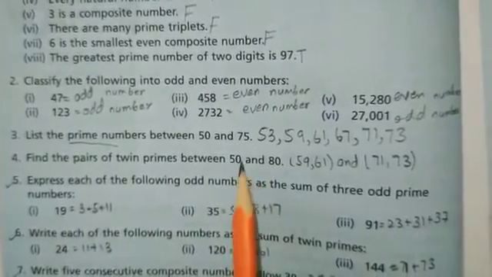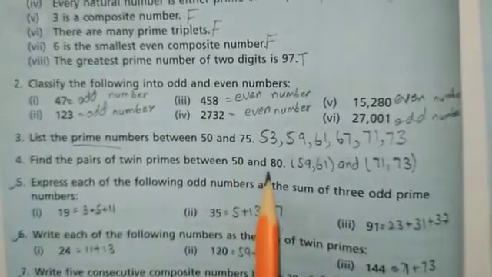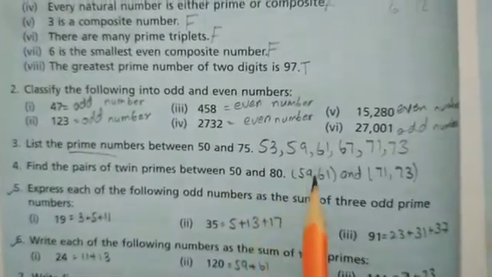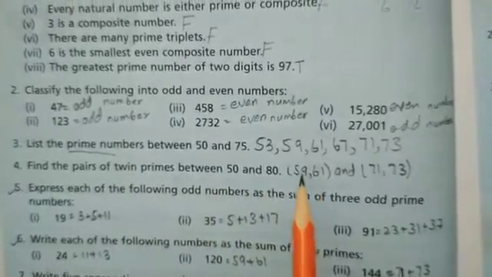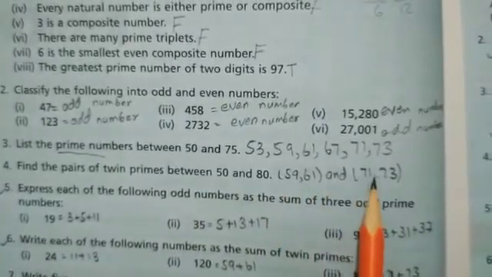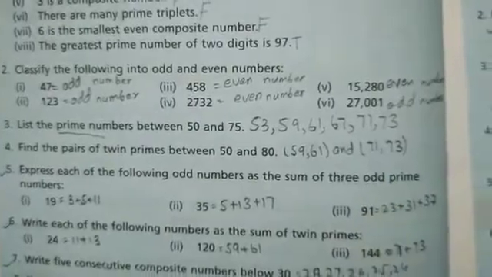Question 1: Find the pairs of twin primes between 50 and 80. Between means we do not include 50 and 80. Which numbers are the twin primes? 59 and 61, and the other pair is 71 and 73.